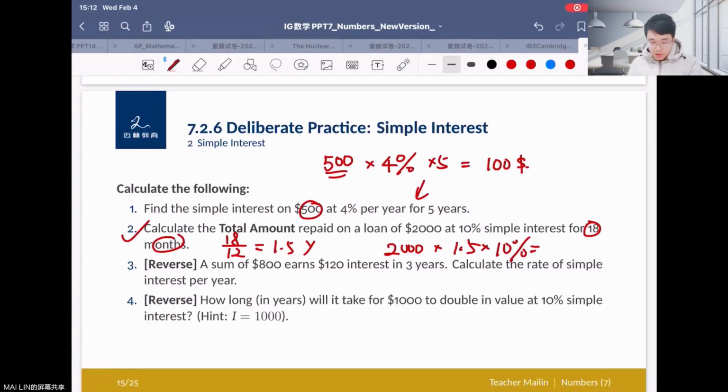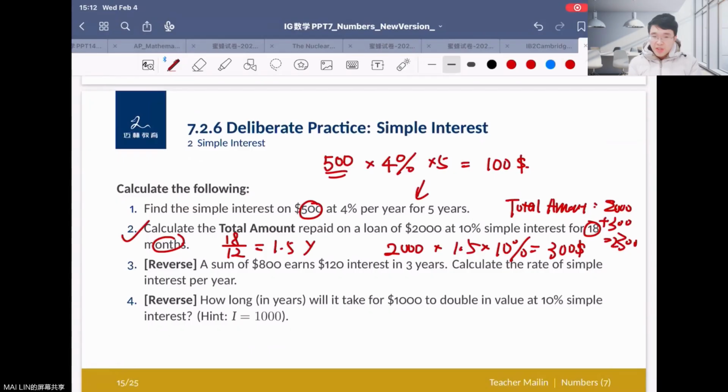Okay. So you gain about 3,000 times 10%, which is $300, right? So this is the money you gain, but you have to add it to your base money, which is 2,000. So your total amount here is $2,000 plus the money you gain, 300. That's the interest, right? That's 2,300.